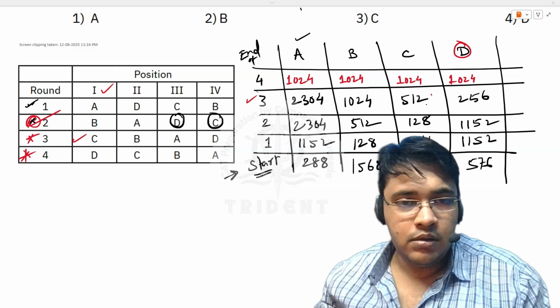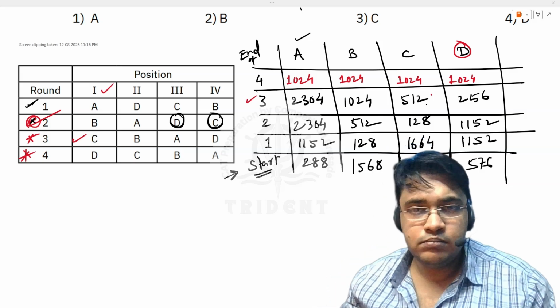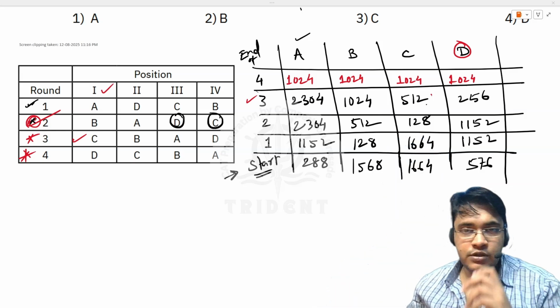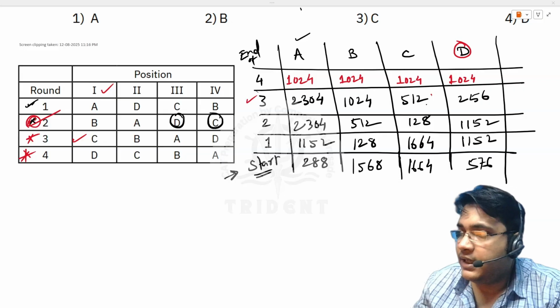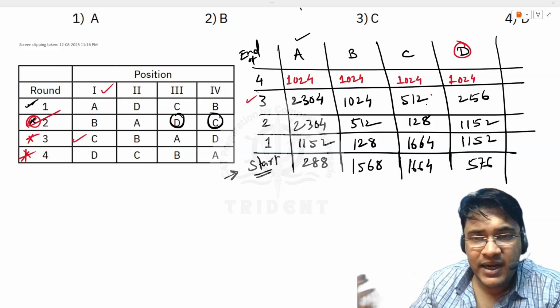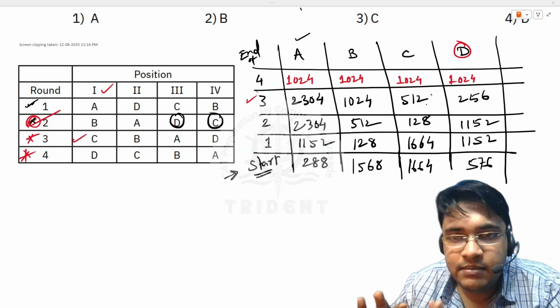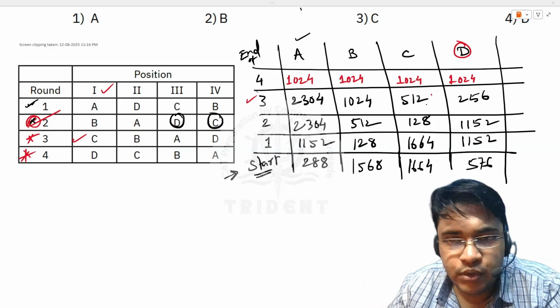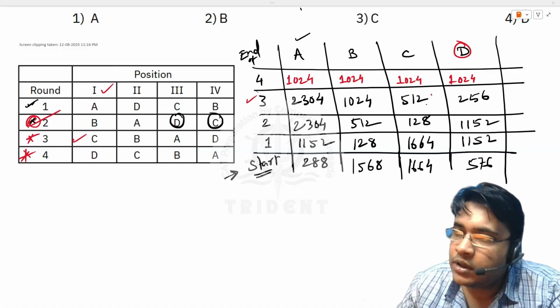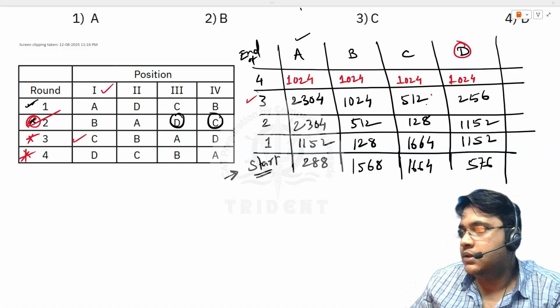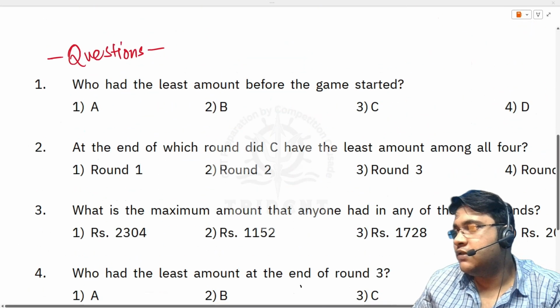Okay. So we needed to have this calculation handy. It might have taken you some time, but if you would have done this calculation very prudently and fast, your answers would not be far behind, right? Let's look into the first question.